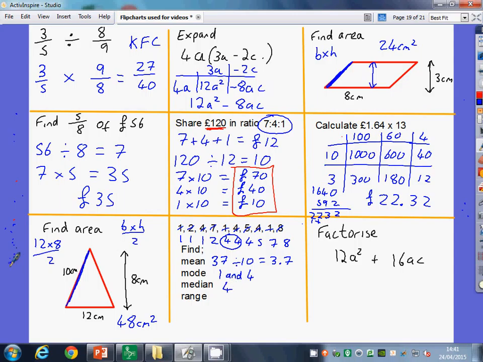Range, highest take lowest, so it's 8, take 1, which gives me a range of 7.